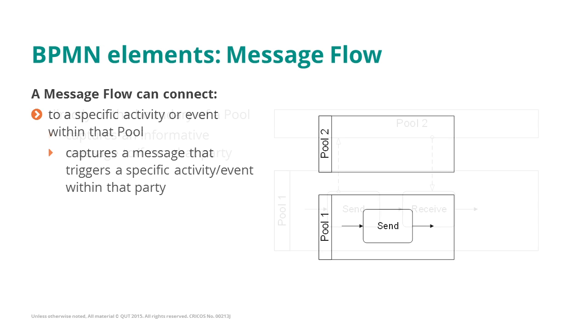Another option is that the message flow is used to connect specific activities or events within two pools. So for example, we have a send activity within one pool that sends a message directly to an activity within the other pool, which will be a receive activity. So this is to capture specific information that is exchanged by two business parties, where we are interested in the details of how that information is exchanged within both parties.